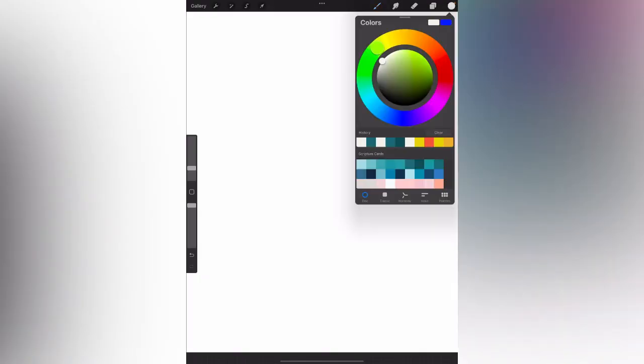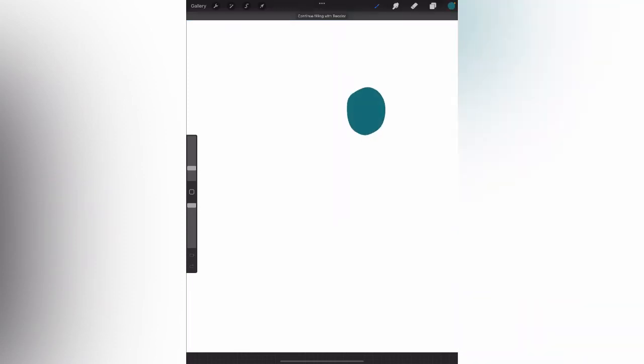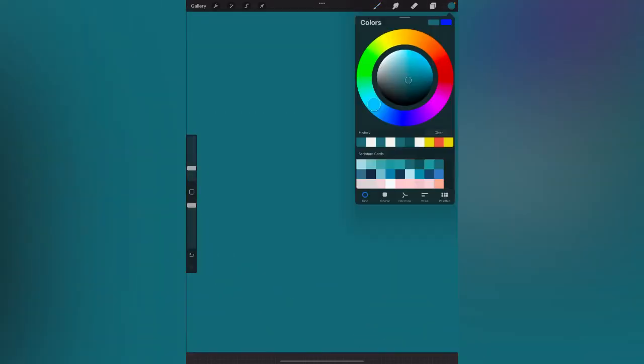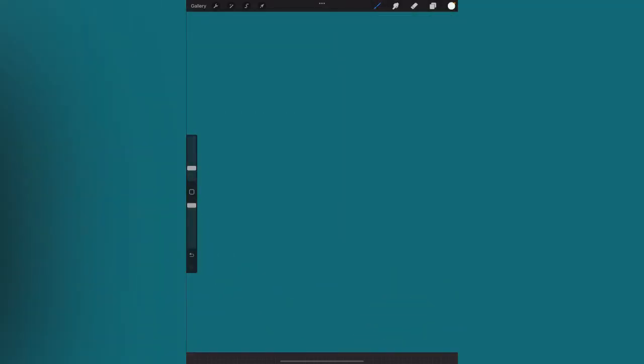I'm going to do that same thing. Drag that in, and then I'm going to change the color to white. All right, that was number 10. Now we'll move on to number 11.